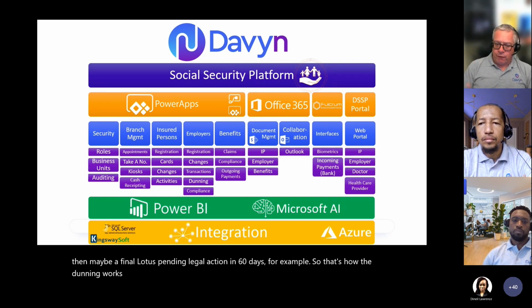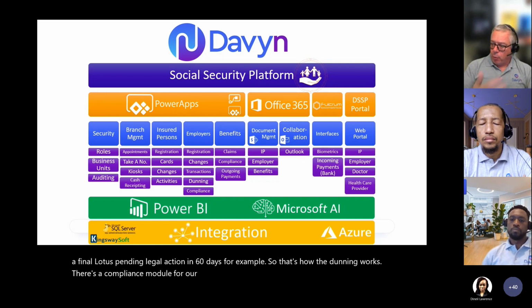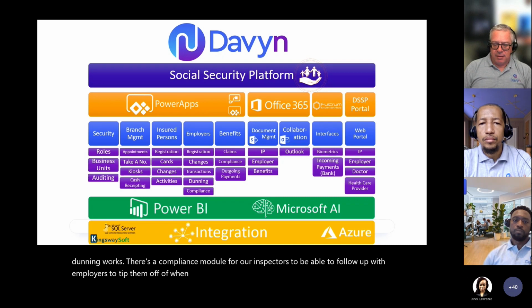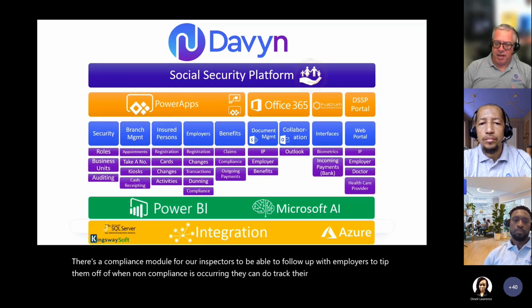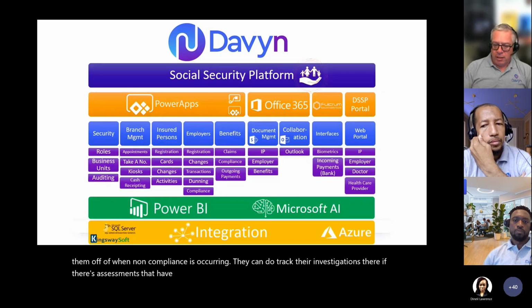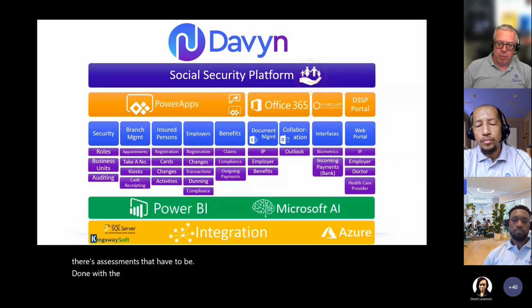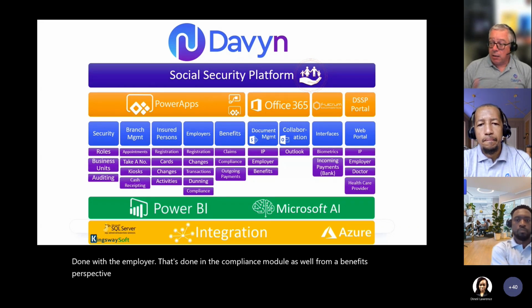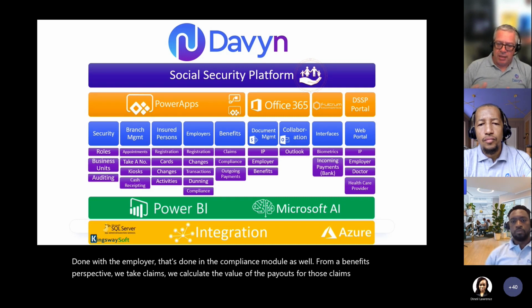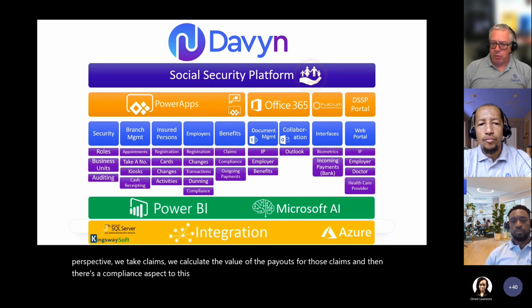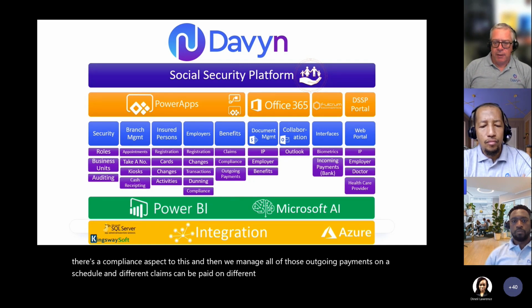There's a compliance module for our inspectors to be able to follow up with employers, to tip them off of when non-compliance is occurring. They can track their investigations there. If there's assessments that have to be done with the employer, that's done in the compliance module as well. From a benefits perspective, we take claims, we calculate the value of the payouts for those claims, and then we manage all of those outgoing payments on a schedule, and different claims can be paid on different schedules.